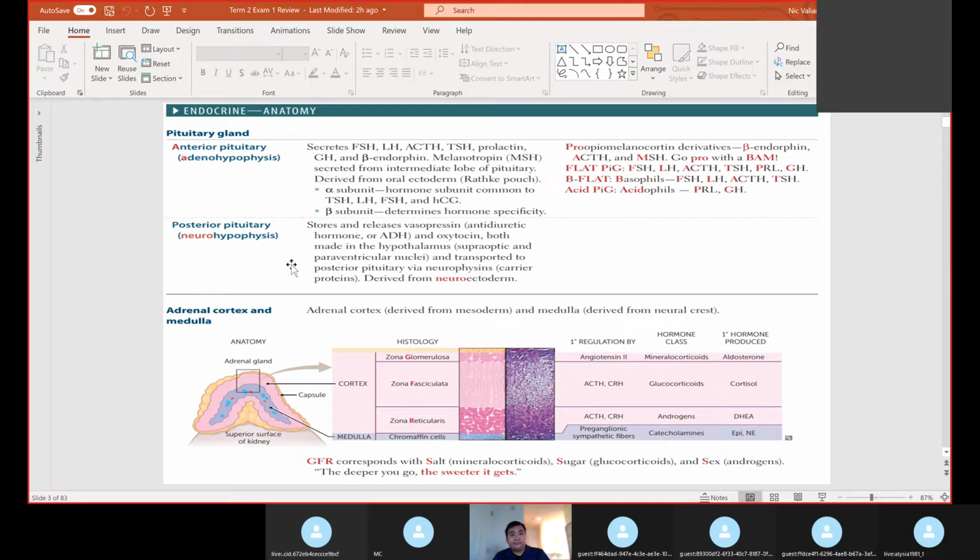Renin is produced where? The JGA. And then it is going to convert what to what? Angiotensinogen to angiotensin. Where is that action taking place? In the liver, because angiotensinogen is synthesized in the liver.